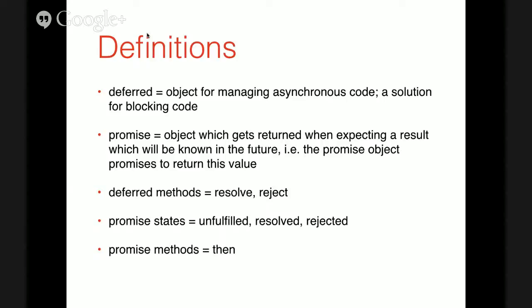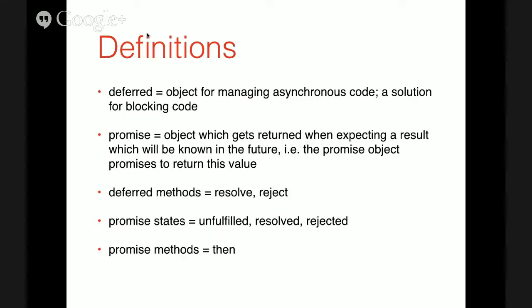So, as far as definitions go, it's important to understand that the deferred object has two methods, which are resolve and reject. Each time I say one of these, you can imagine in your head the success and the failure blocks, which we are all very used to. The promise object itself encapsulates the value which we're talking about. And it has three states which are important.